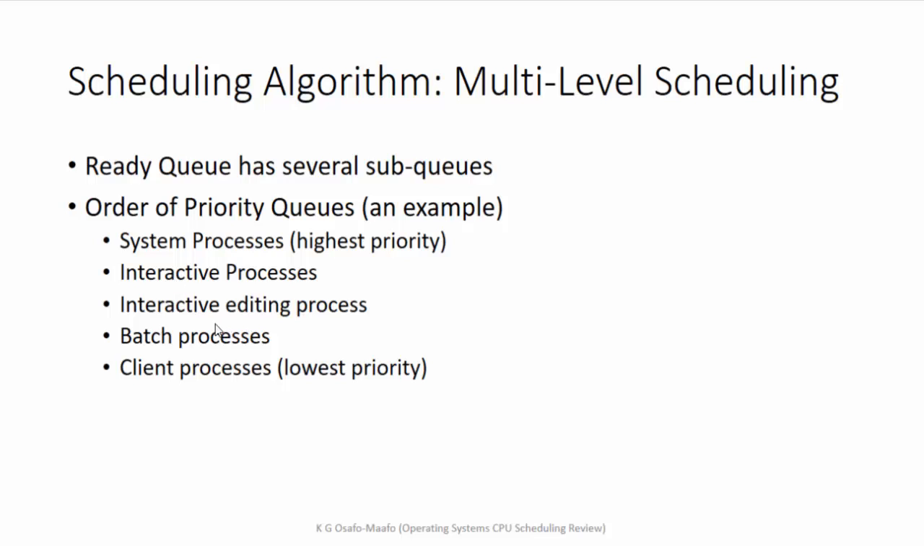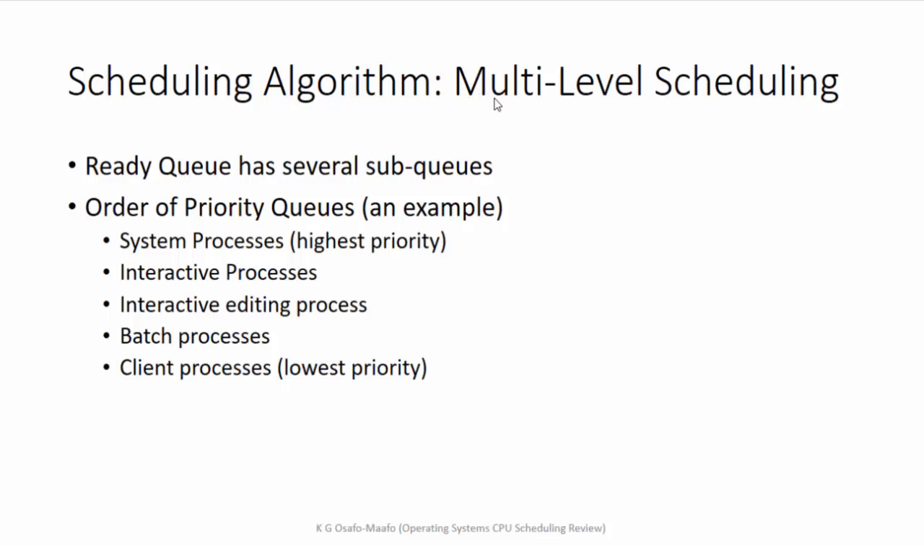the editing processes are next, followed by, I just picked them from the text, but there could be different types of interactive processes, followed by batch, and then I said client processes. Maybe there's something you're running for somebody which is not high priority. So whenever you're running a program, you have to decide which of these it gets into.